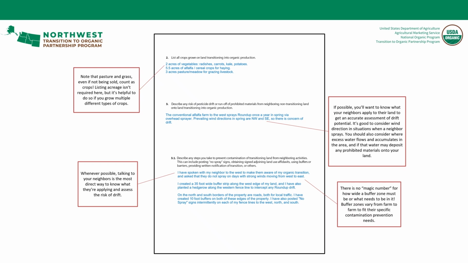Then, describe what you'll do to mitigate that risk. Maybe you can speak with your neighbors about spraying on non-windy days. You could implement buffer zones on your property between you and your neighbor. Plant a hedgerow to help intercept any drift. You can be creative here and implement solutions that work best for your land. But the primary goal is always preventing contamination of your crops and soil.